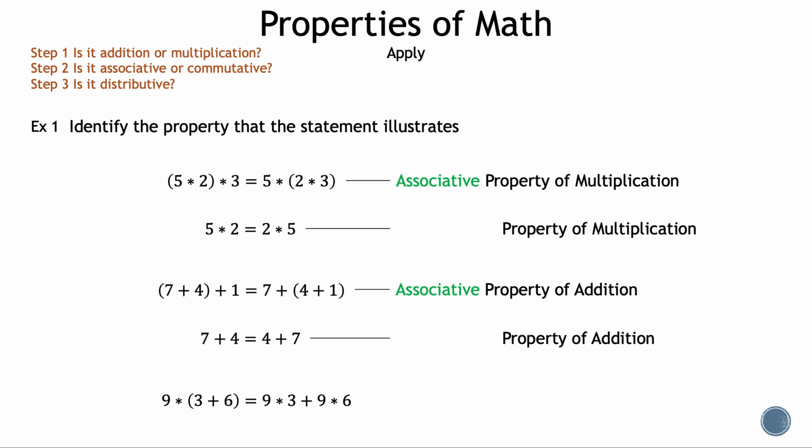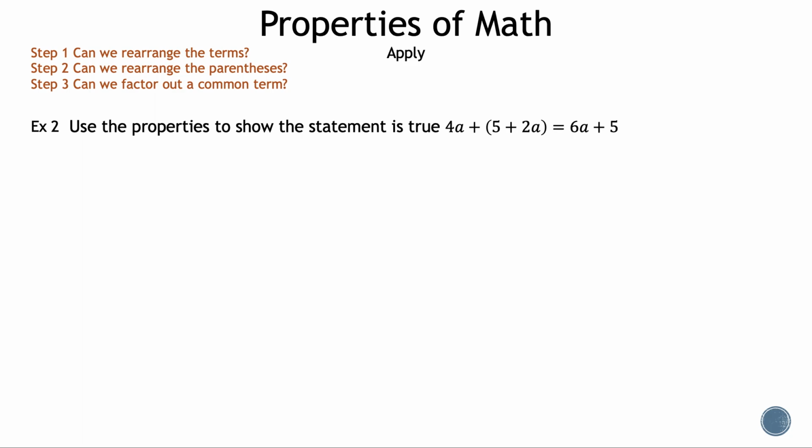That's right. The first and third statements are associative because we are grouping them differently, but we are still in the same room. The second and fourth statements are commutative because we rearrange the terms, because order does not matter. Now, this brings us to the last statement. Which property do we think this statement illustrates? That's right, distributive, because we have addition and multiplication. That is example 1.